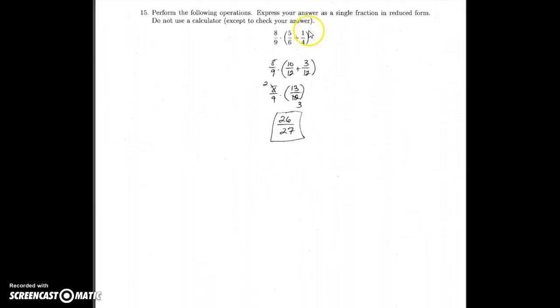Here we do our parentheses first, so we get a common denominator and add these. Then we multiply it. Actually, I simplify it if possible before you multiply, it makes it a little easier. But then you eventually just multiply these across and just make sure that it is simplified. And in this case, it is.